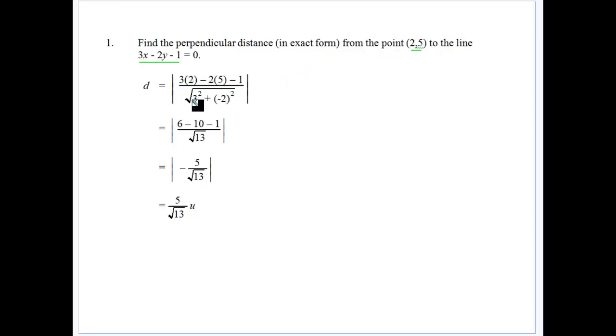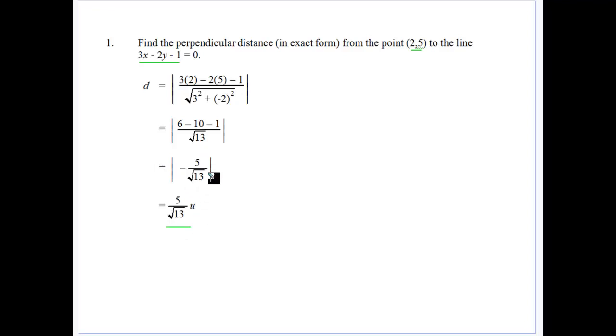We'll do that calculation. We've got 3 squared plus minus 2 all squared. That's going to give us positive answers, because we're squaring those, so that gives us root 13 on the bottom. 6 minus 10 minus 1 gives us a minus 5 up the top. We take the absolute value of it.